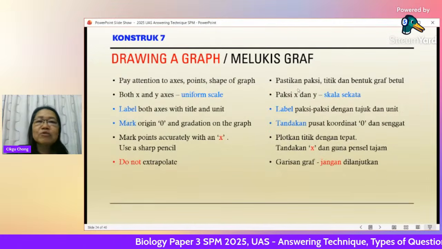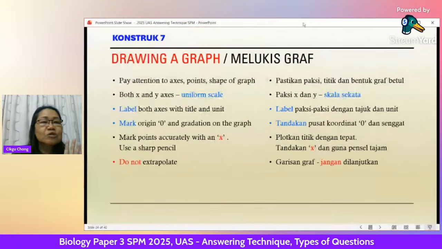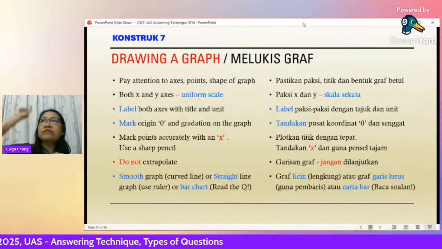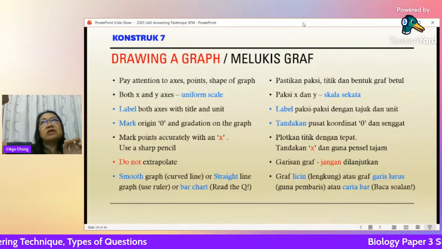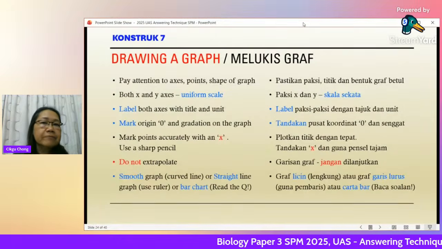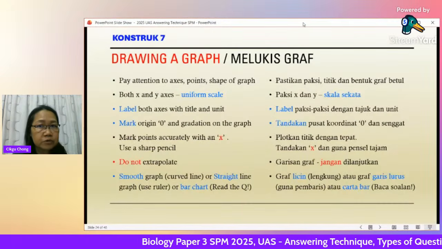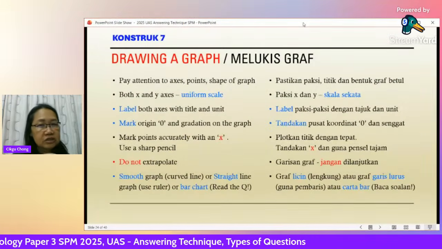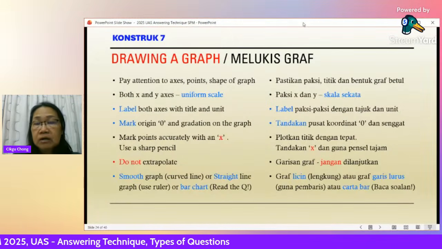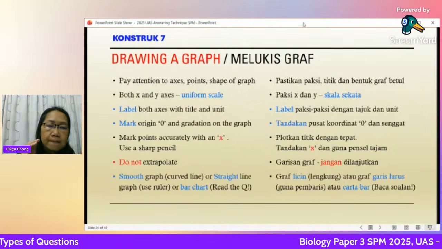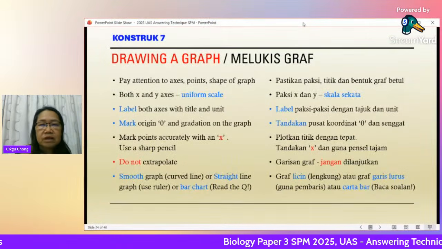Very good attitude also. Okay, do not extrapolate. What is that? Don't extrapolate. Don't continue the graph. You have your first dot and your last dot here. You don't go and join up just any way you like, extending the line. No, for bio, don't do that. For physics and chemistry, maybe you do. You have to ask your teacher, because I don't teach physics and chemistry. You have to ask the teacher to confirm whether you can extrapolate or not. But for bio, don't.